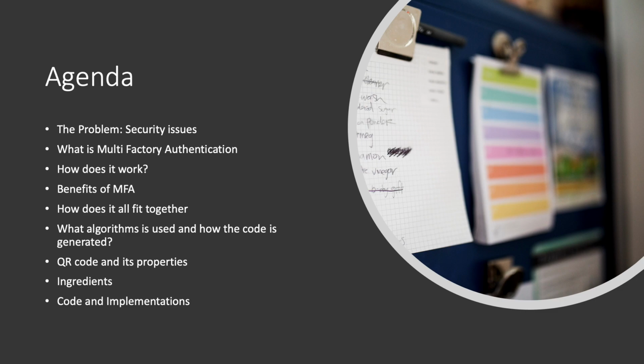And then we're going to be discussing the algorithms that are going to be used in order for us to generate the codes used by multi-factor authentication. How does the QR code fit into this? And then we're going to be discussing the ingredients that we're going to need in order for us to implement multi-factor authentication. And then we're going to be implementing it.